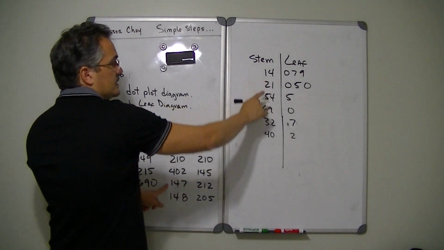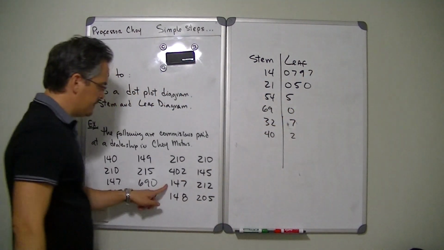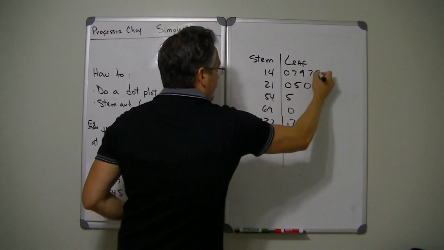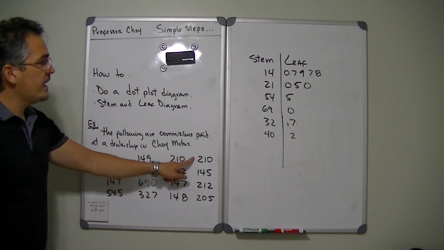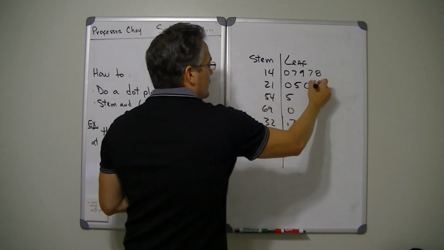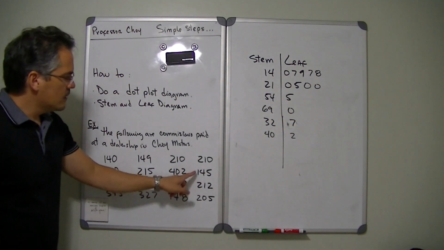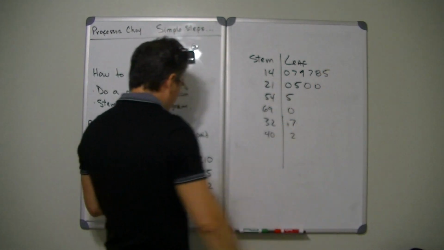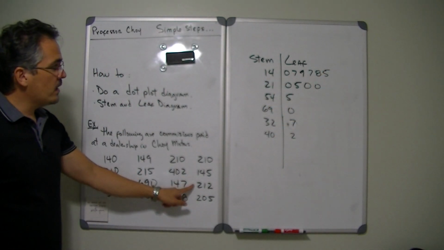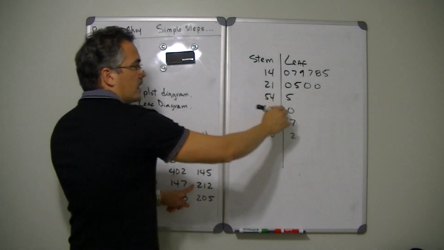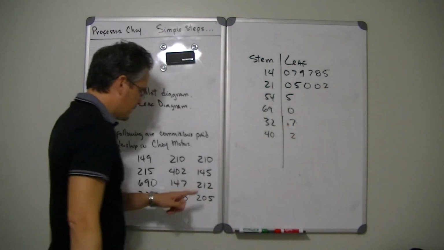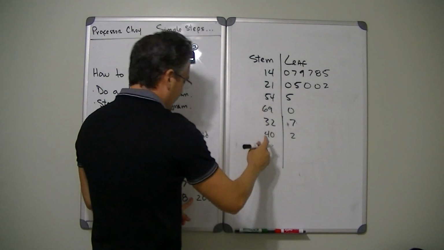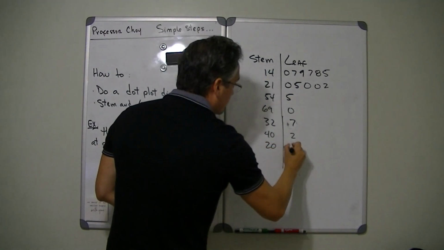147, we do have a 14. So we just put the 7. 148, we have a 14. So we just put the 8. We got a 210 again. We already have a 21. So all I need is a 0. We got a 145. We have a 14 already over here. So we just need the 5. We have a 212, so we already have a 21, so all we need is to put the 2. And we have a 205, so we don't have a 20, so we need to put the 20 and the 5.